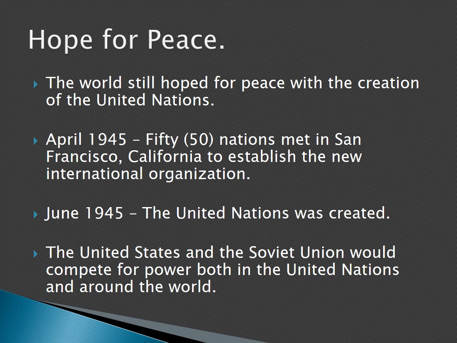Now, there was still hope for peace at the end of World War II with the creation of the United Nations. In April 1945, 50 nations met in San Francisco, California to establish a new international organization. This was kind of like the League of Nations, which we talked about after World War I. Their goal was to establish world peace and settle disputes between countries, but the difference from the League of Nations is that they have a little more power, and that's why they are still around today as well.